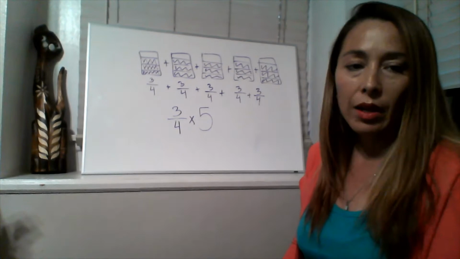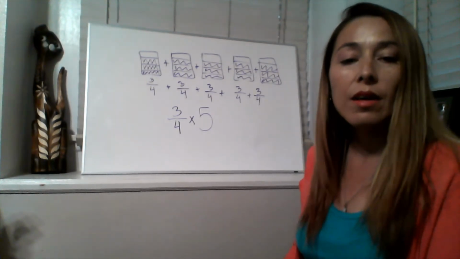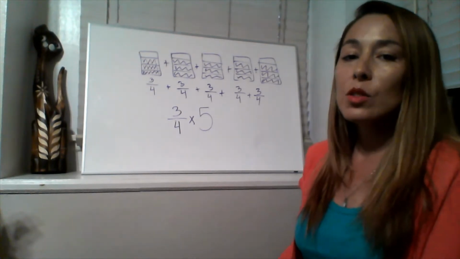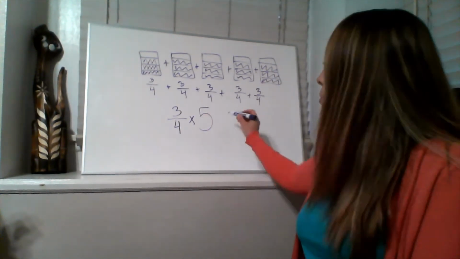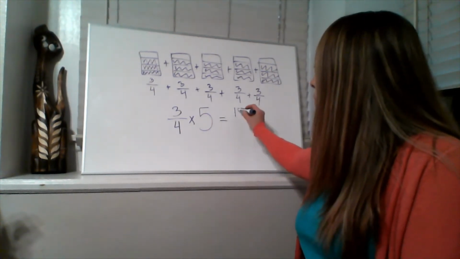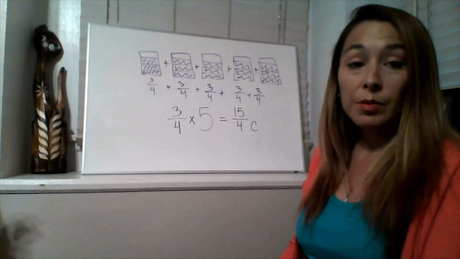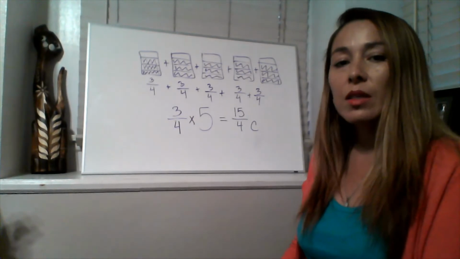Okay, I'm just kind of waiting. Hopefully you paused and you tried it. I'm going to pretend like you paused and unpaused. So if I counted all those up or I multiplied them, you should have got 15/4 cups of water. I'll put C for cups.